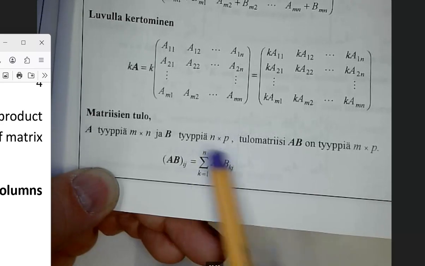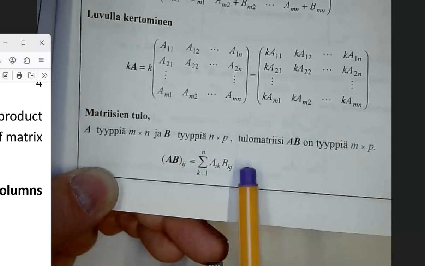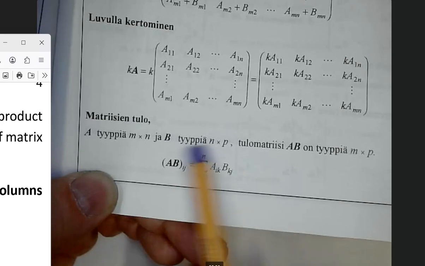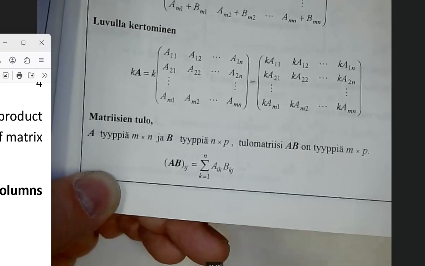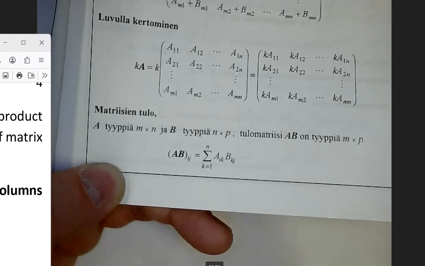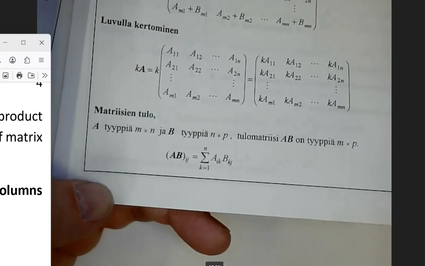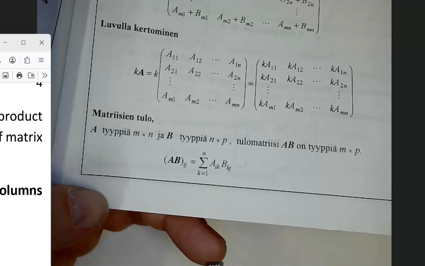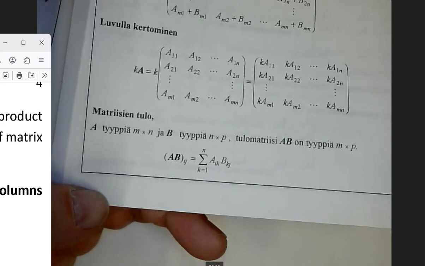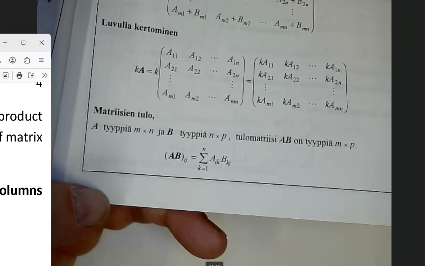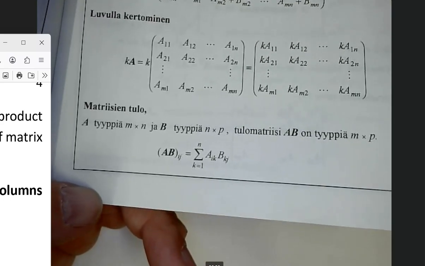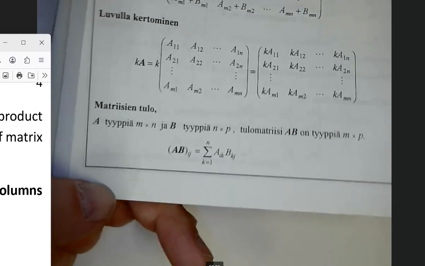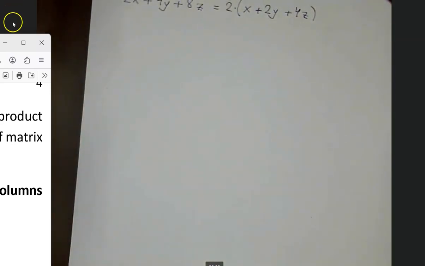So what does this mean? Probably this is not so easy to understand. I prefer to use an example. It is quite simple if you see some examples of how to do the matrix multiplication. But from this formula, it is almost impossible to understand. I'm not even trying to explain that.